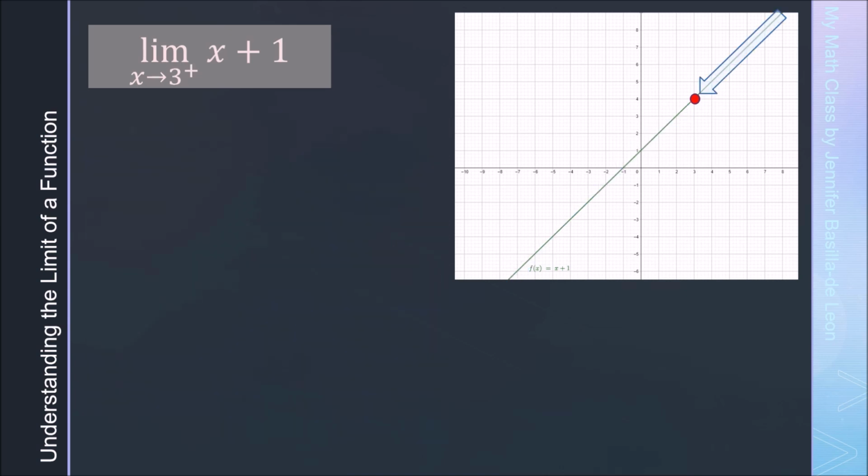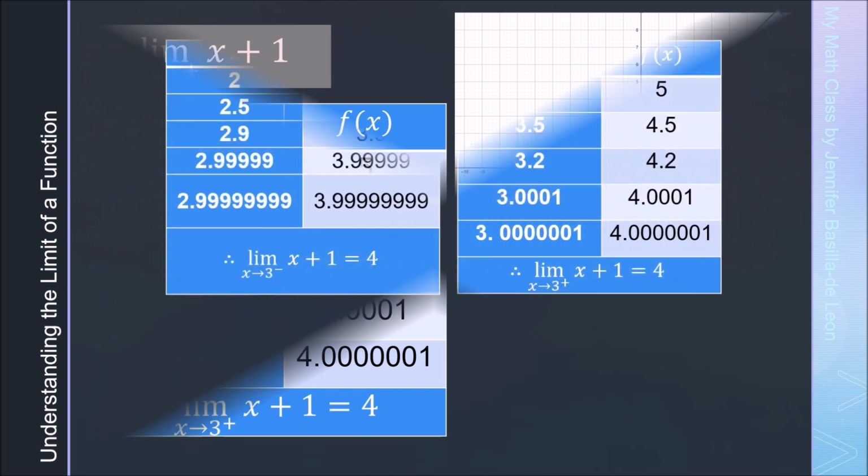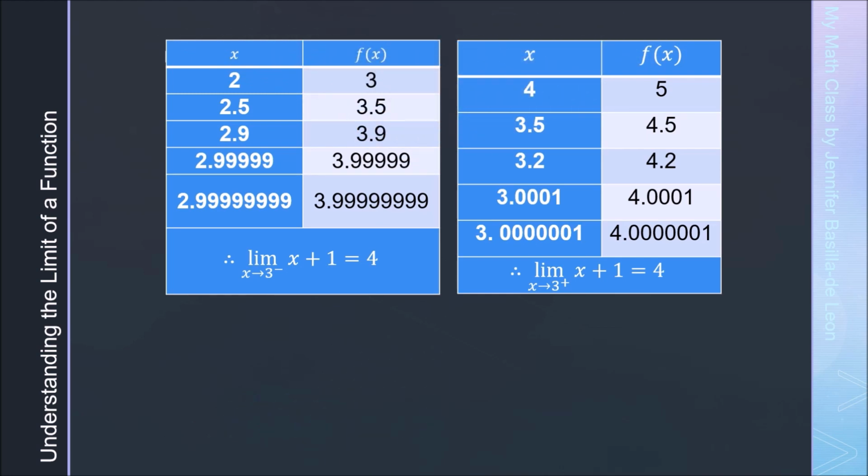We do the same as we evaluate the limit of x plus 1 as x approaches 3 from the right. We start with x equals 4. Evaluating the function at x equals 4, we will get 5. Now choosing a number that is much closer to 3 from the right, we will arrive at a value much closer to 4. Hence, we say the limit of x plus 1 as x approaches 3 from the right is 4. Notice that if we choose a number that is much closer to 3 on either side, we arrive at a value that is much closer to 4.